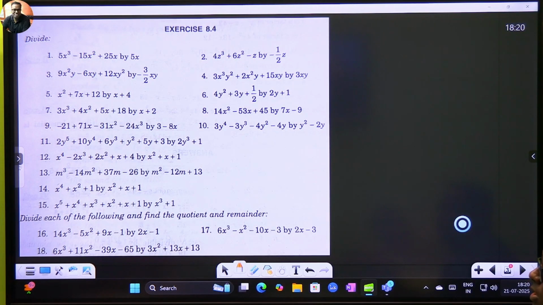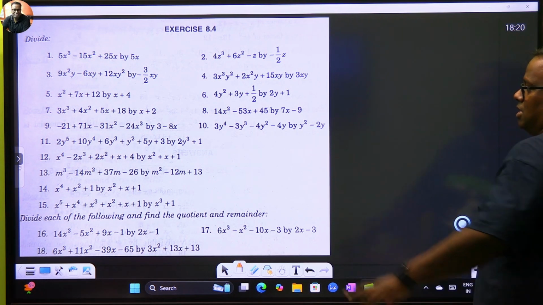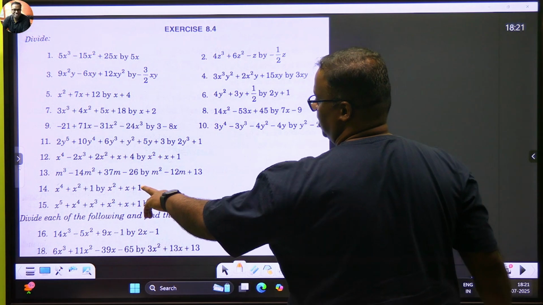Look at the dividend first. It has got an x to the fourth, it has got an x squared and a 1, so a cube term is missing. Do you get it? So what you can do is leave a little space in such problems. Whenever you see that one of the powers is missing, that power will be born during the process. So let's do this.